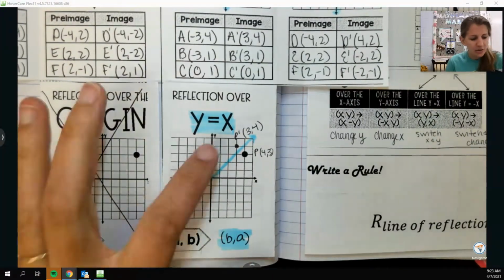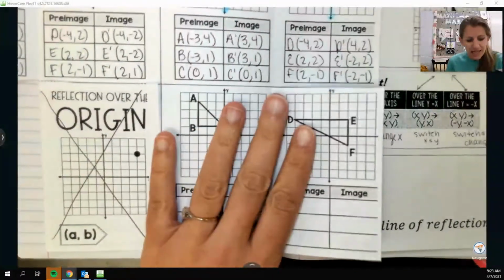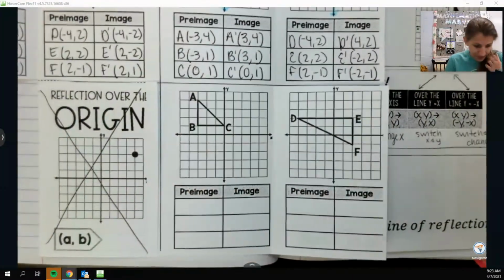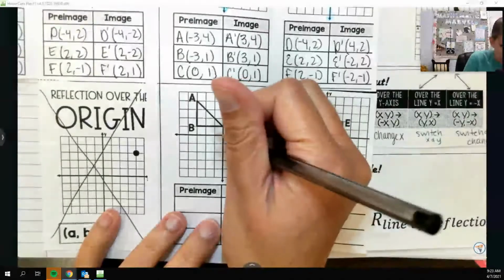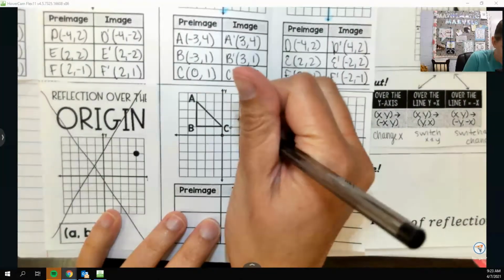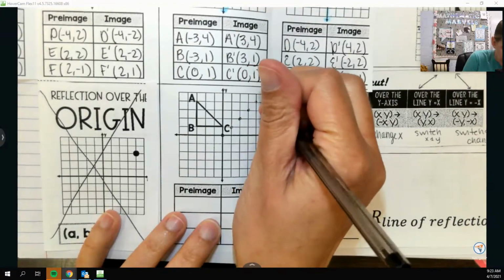We'll do this last one, reflection over y = x. So firstly, thinking about it graphically. So the line y equals x starts at 0 and has a slope of 1. So it's like this line right here.